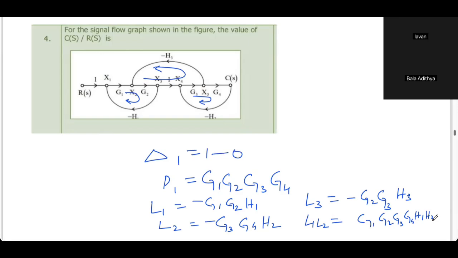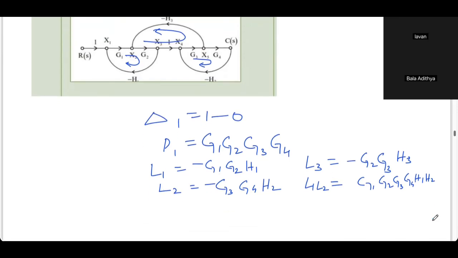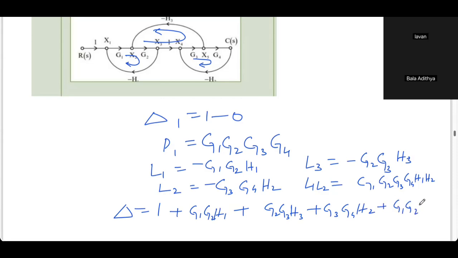Okay, so it's very simple. What is delta? Delta is 1 minus the sum of single loops, that is 1 plus G1, G2, H1 plus G2, G3, H3 plus G3, G4, H2 plus G1, G2, G3, G4, H1, H2.